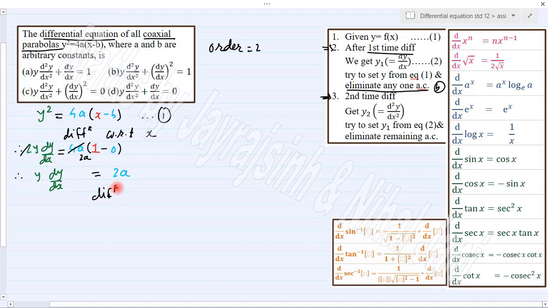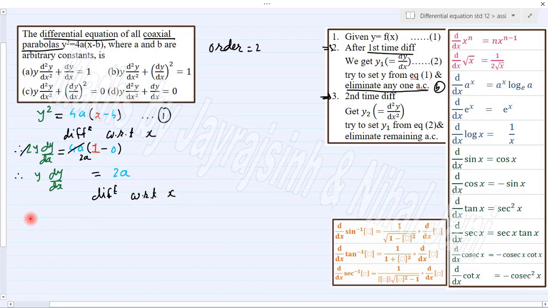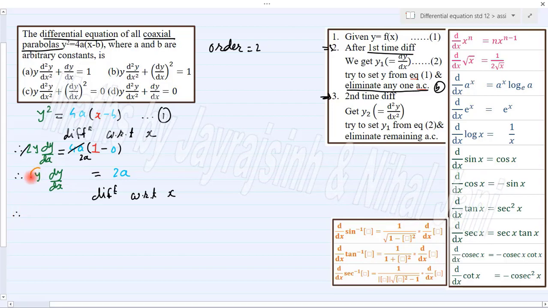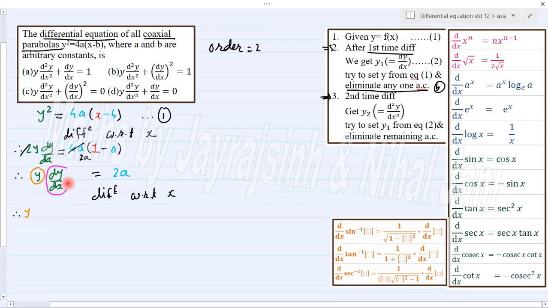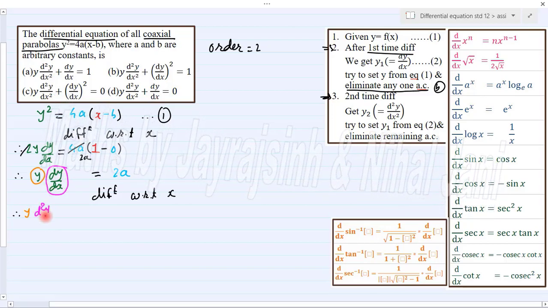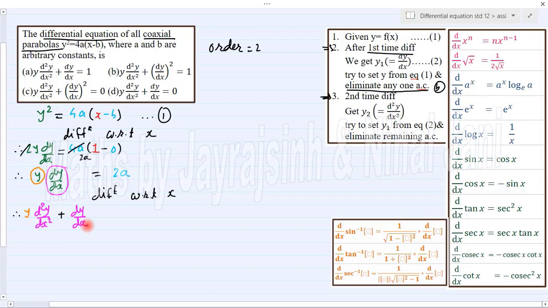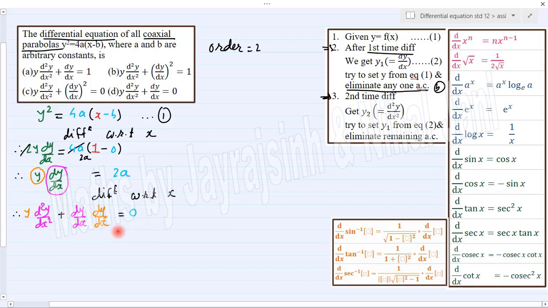Let's move to the third step, in which we have to differentiate our equation with respect to x. On left hand side, we have to apply multiplication rule. In first step, your y will be as it is, and differentiation of dy by dx is d square y by dx square, plus in second step dy by dx will be as it is, and differentiation of y will be dy by dx.